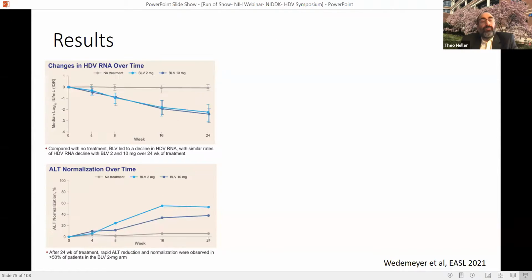Next slide, please. At 24 weeks, the HDV RNA declined steadily over time in the 2 and the 10 milligram groups without what appeared to be a significant difference. And the ALT tended to normalize over time, but appeared to plateau at about 16 to 24 weeks.